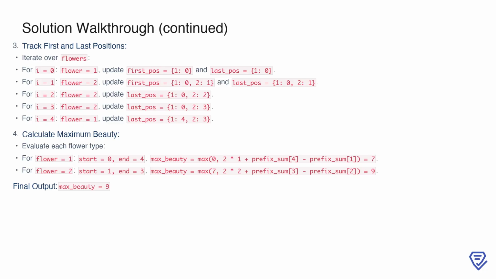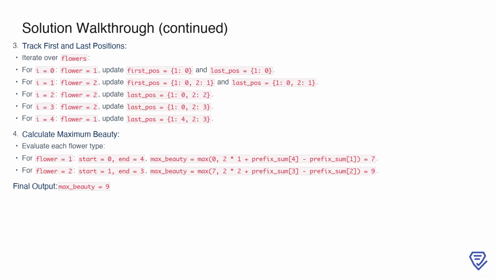Now, we need to track the first and last positions of each flower type. As we iterate through the flowers array, for each flower, we update its first occurrence in first_POS if it hasn't been seen before, and we always update its last occurrence in last_POS. For instance, at index 0, flower 1 is encountered, so both its first and last positions are set to 0. At index 1, flower 2 is encountered, and we record its first and last positions as 1. As we continue, flower 2's last position gets updated to 3, and flower 1's last position is updated to 4. By the end, we have first_POS equals {1: 0, 2: 1}, and last_POS equals {1: 4, 2: 3}.